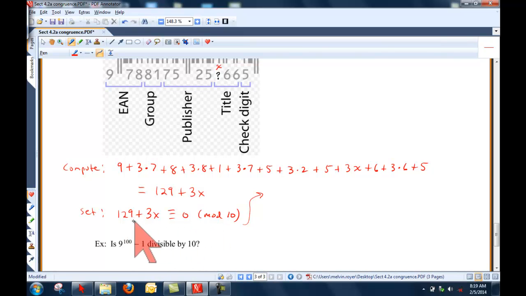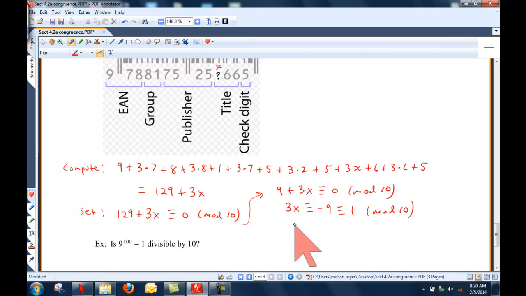This is mod 10 congruence, so 129 and just 9 are the same thing. So 9 plus 3x is congruent to 0 mod 10. By the way, you might think divide through by 3. We don't have any such property, at least yet, that allows us to divide congruences by a number. Add and multiply, yes, but divide, not yet. What else could we do? I can add or subtract, so 3x is congruent to negative 9, but mod 10, negative 9 is the same thing as positive 1.